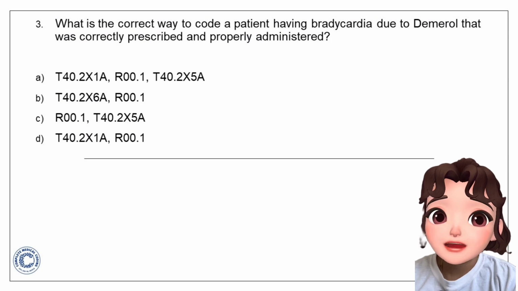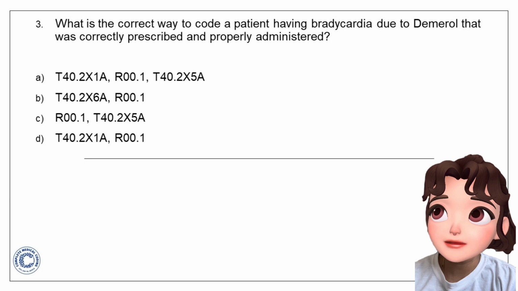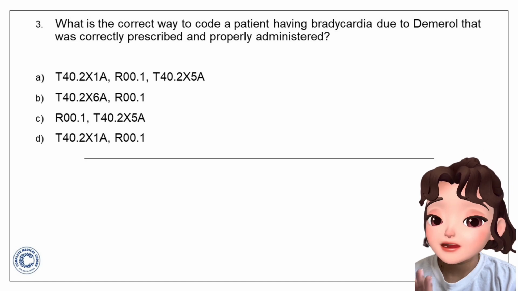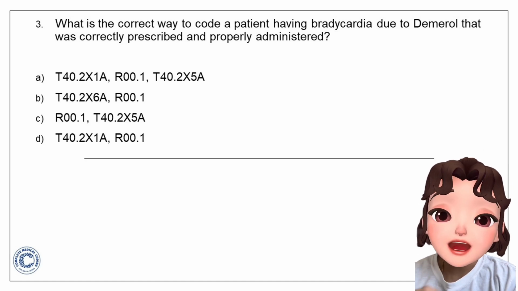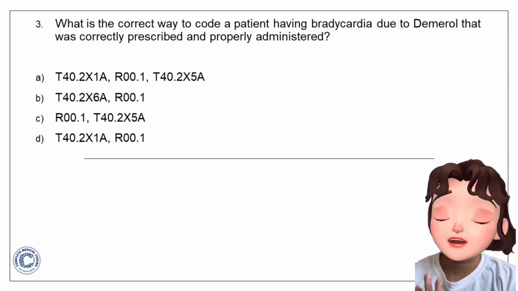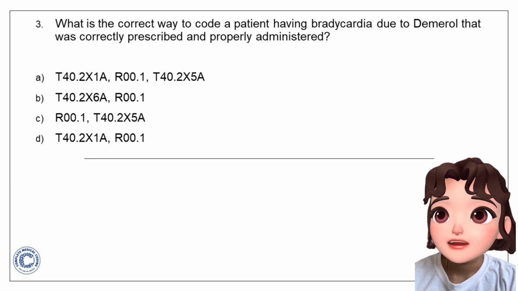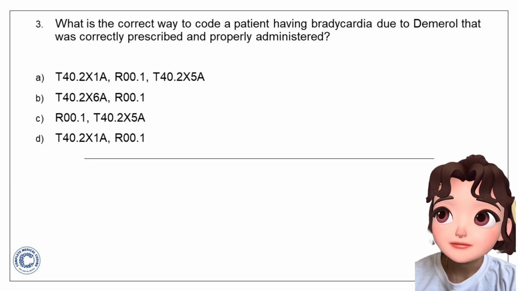As per the physician side, everything was correct. Everything was correctly prescribed, meaning there is no overdosing and no underdosing. The drug was properly administered. But still, because of that drug, the patient got bradycardia, which is a severe case. So you have to code accordingly.